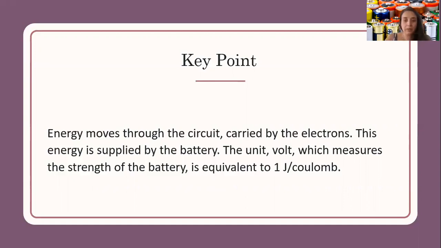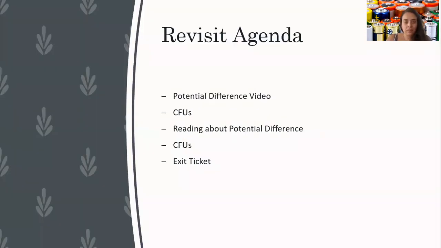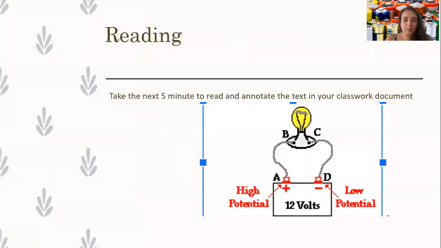Okay, moving along. Just a quick revisit of our agenda. We watched the potential difference video and did a few checks for understanding. So now we're going to move on to the reading about potential difference and some more questions we're going to work on together. In your classwork document, there is a reading that you're going to take the next 5 minutes to annotate. You can press pause now, and I'll come back when you're ready.